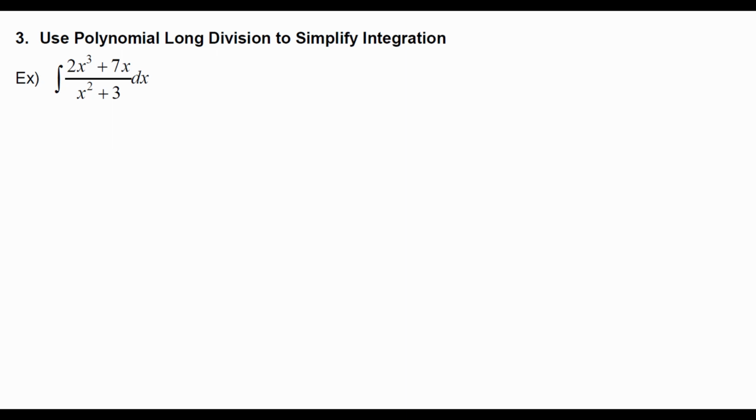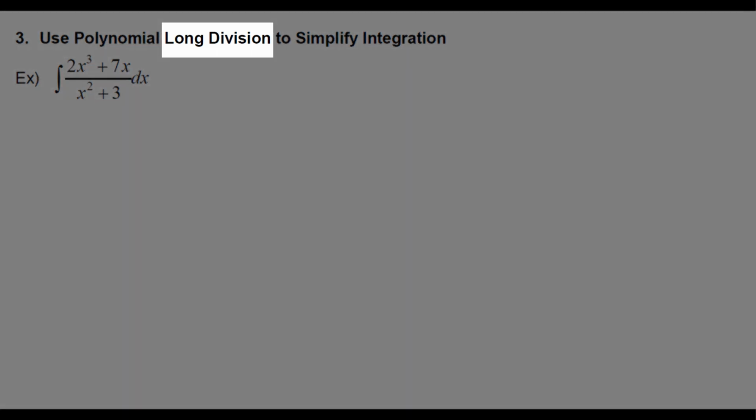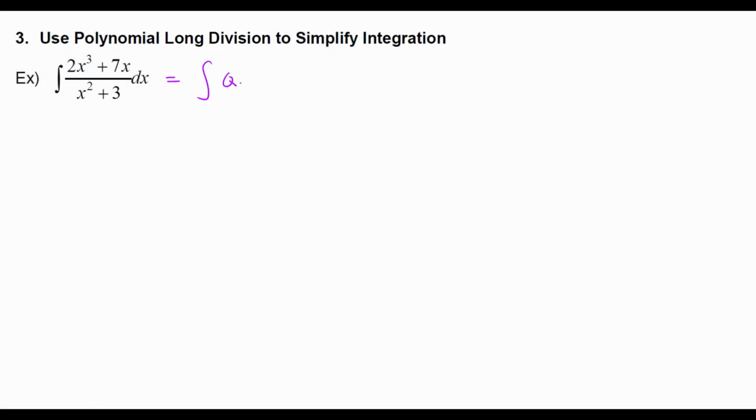So when you have a rational function where your numerator has a higher degree than the degree of denominator, then you would need to do the long division to simplify the integrand. Do the long division and rewrite this as a quotient plus the remainder over your original divisor. So let's go ahead and do the long division.